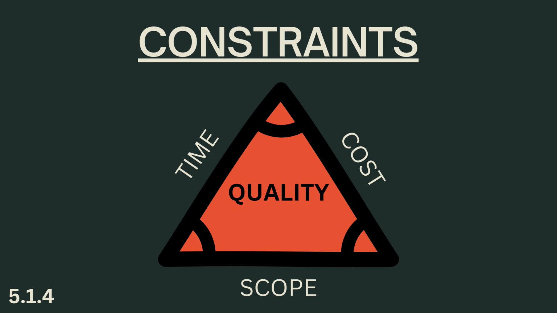Constraints are the limiting factors that can impact the overall success and quality of a project. Understanding these constraints is essential for effective project management. There are three main types of constraints in digital projects, often referred to as the project management triangle or the triple constraint. Let's explore each of these.